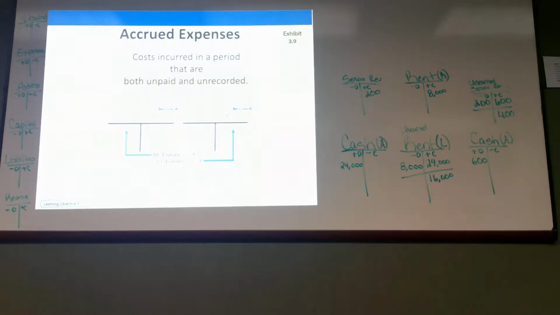All right. So accrued expenses are handled the same way as the accrued revenues. You just have to figure out the accounts that you're going to impact when you do these entries. So the costs incurred in the period that are both unpaid and unrecorded.